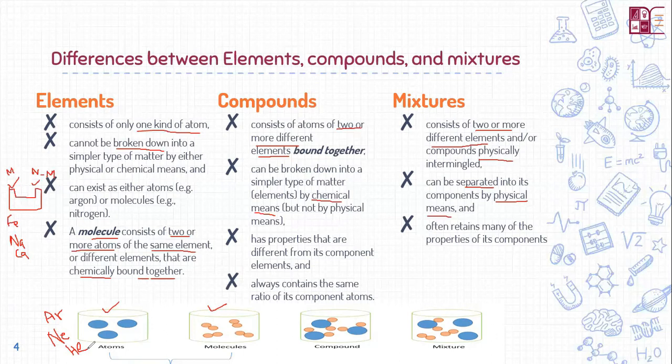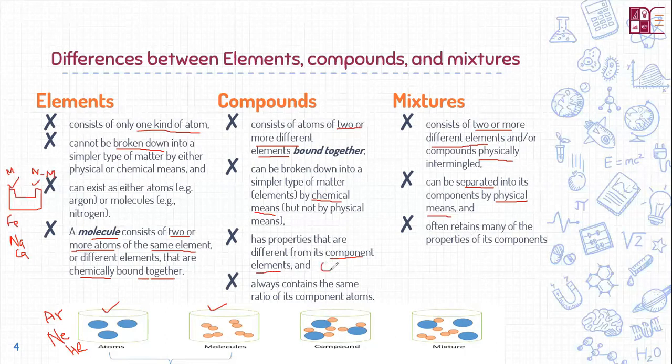Now the compounds are chemically combined together, and they have two or more elements combined in fixed proportions. So they always contain the same ratio of their component elements, whereas mixtures have different ratios of their component elements. If I talk about the properties of compounds and mixtures, compounds have different properties from their component elements.